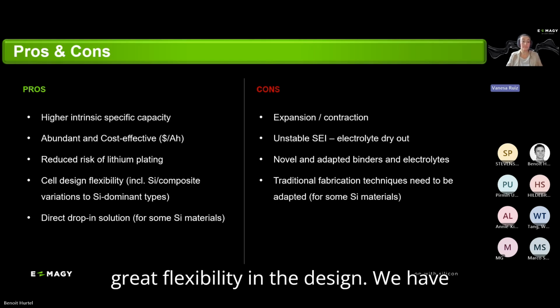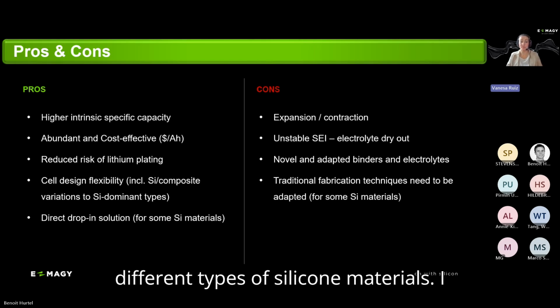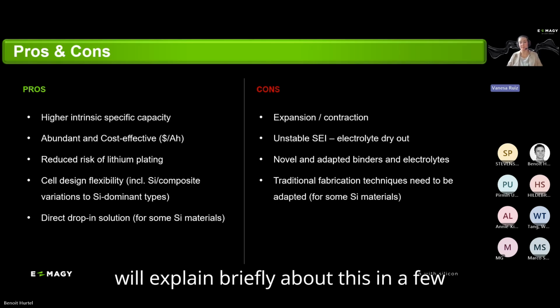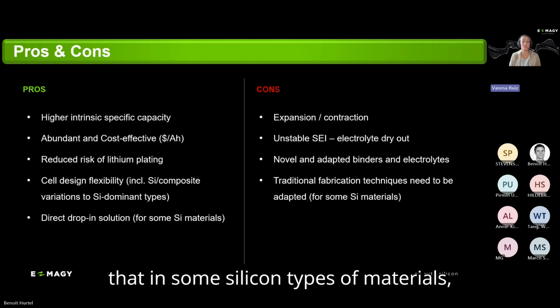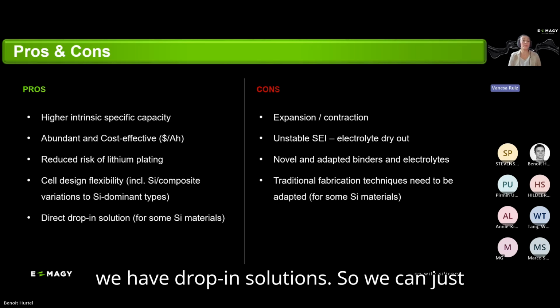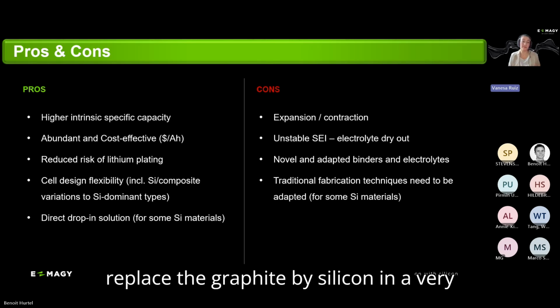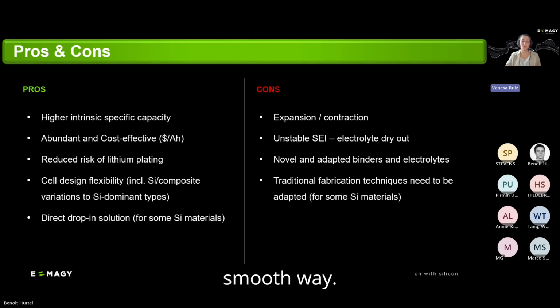Silicon offers great flexibility in the design. We have different types of silicon materials. I will explain briefly about this in a few slides. And one of the big advantages is that in some silicon types of materials, we have drop-in solutions, so we can just replace the graphite by silicon in a very smooth way.